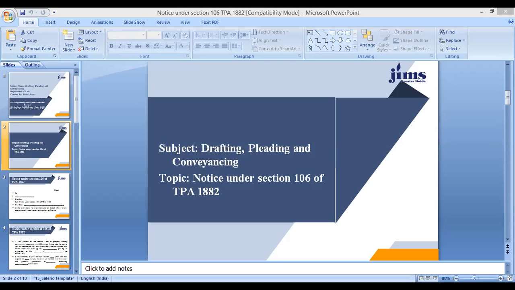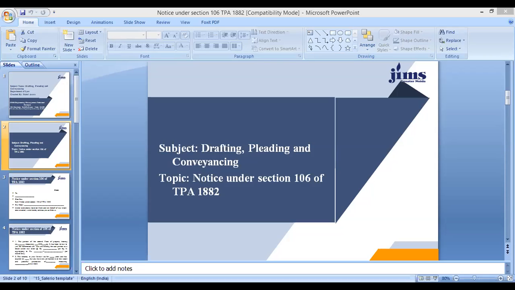Further, what would be the effect if this particular time period, that is 6 months or 15 days, has not been adhered to? The effect has been provided under Section 106 clause 3, which reads as under: a notice under subsection 1 shall not be deemed to be invalid merely because the period mentioned therein falls short of the period specified under that subsection, where a suit or proceeding is filed after the expiry of the period mentioned in that subsection.